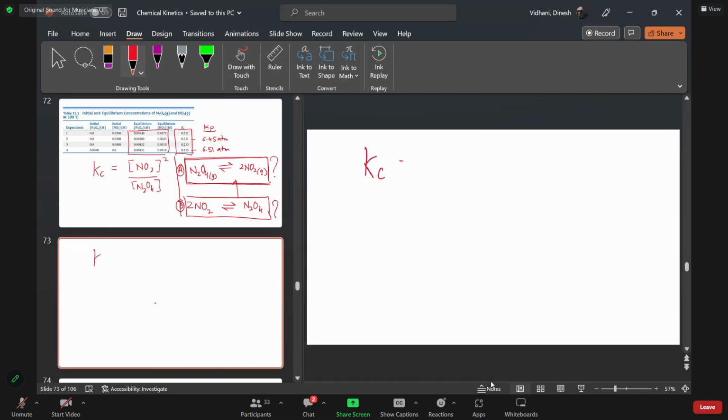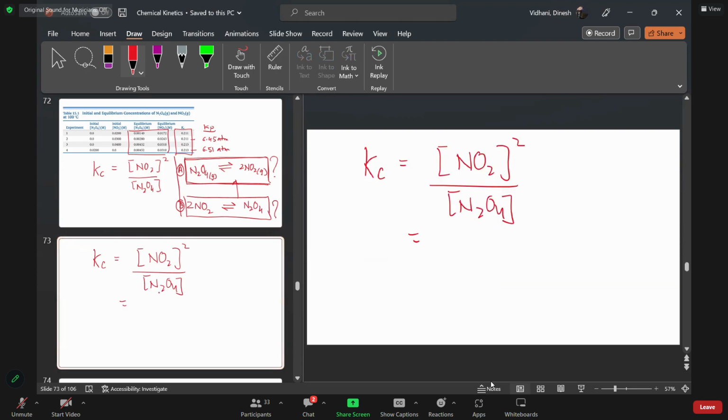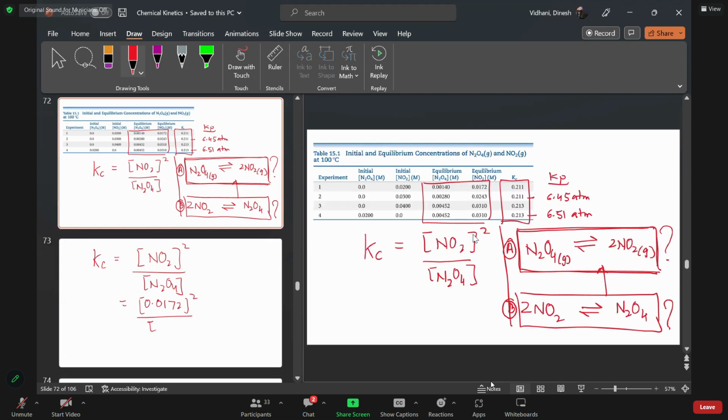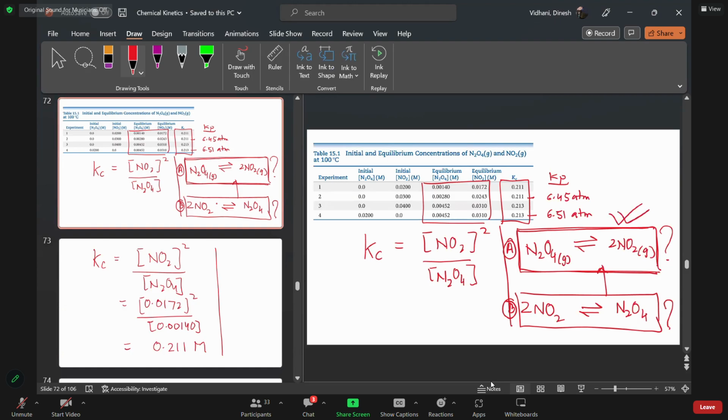So Kc equals my product concentration, the way I have written that equation, NO2 squared divided by N2O4. And if I just simply put in those values at equilibrium, NO2 is 0.0172, and if I square it, and N2O4 is 0.00140, what do you get? Are you guys getting the answer 0.211 molar? Yes, so you're getting that. So data does support A, the way I had written that equation.